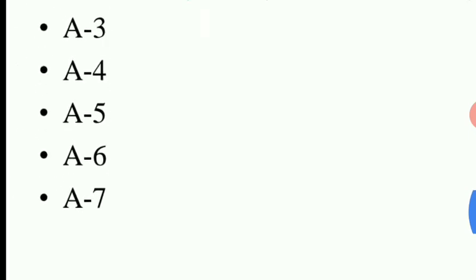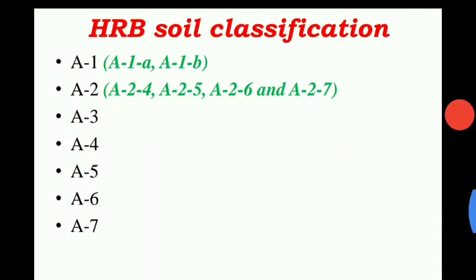In this A7 soil classification, the soils are also clayey soils like A6 soils, but with high values of both liquid limit and plasticity index. So the liquid limit is greater than 40% and the plasticity index is greater than 10%. These soils have low permeability and high volume change properties with changes in moisture content.